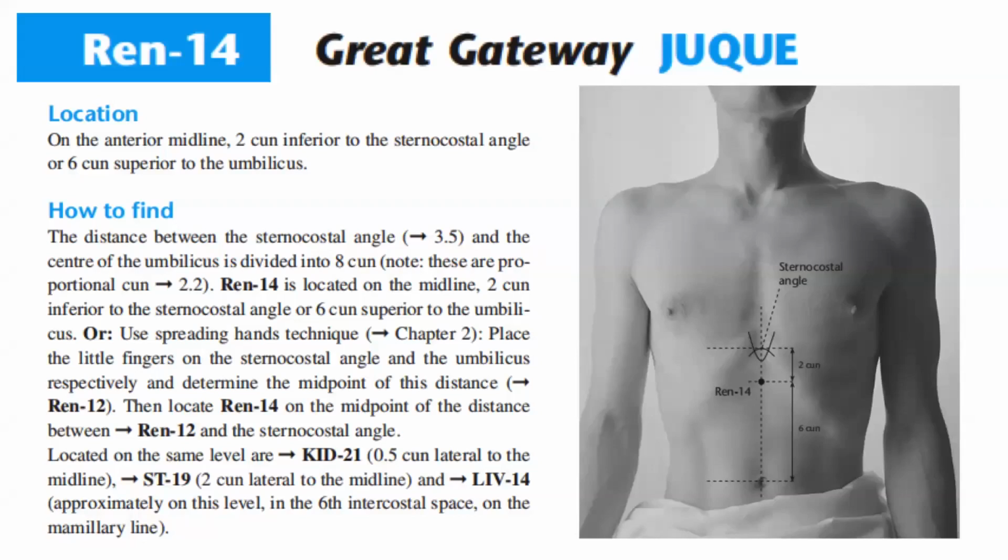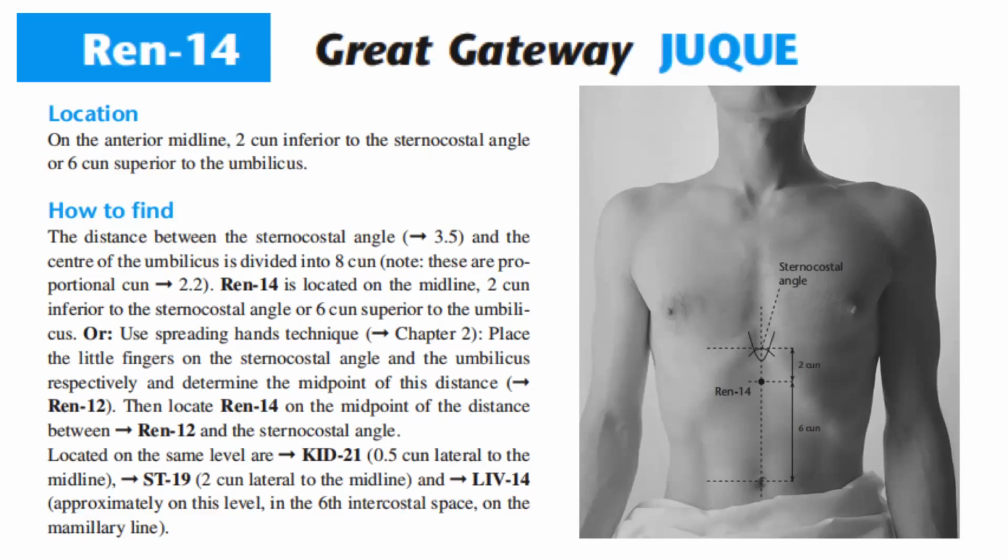Or we use the spreading hands technique. We place the little fingers on the sternocostal angle and the umbilicus respectively and determine the midpoint of this distance. Then we locate Ren12. Then locate Ren14 on the midpoint of the distance between Ren12 and the sternocostal angle.